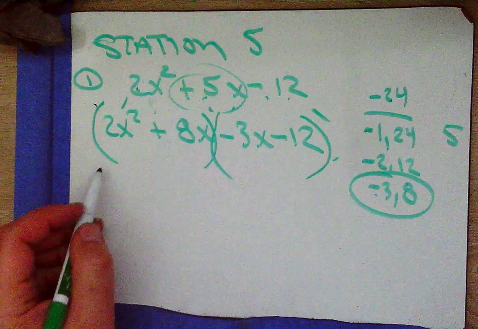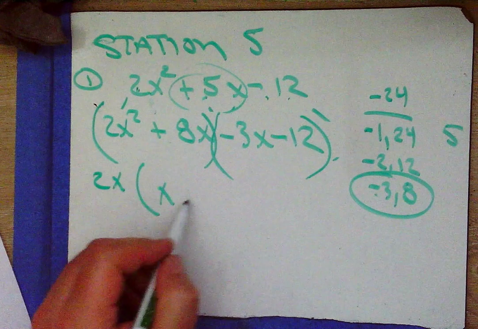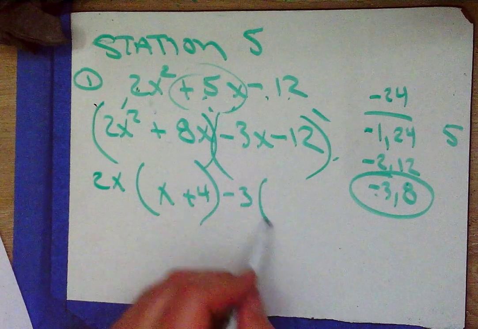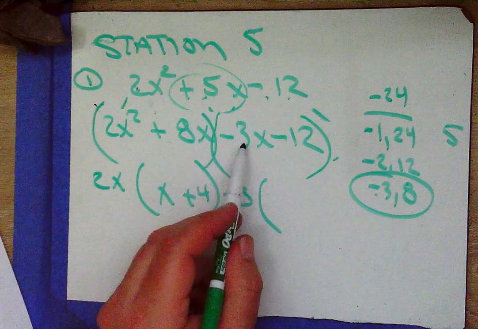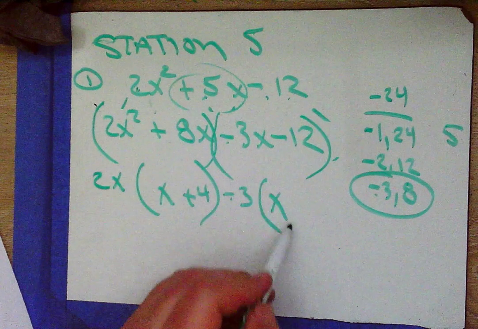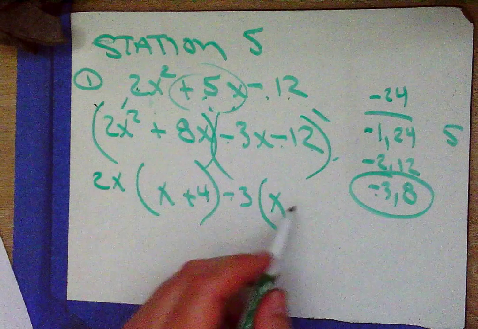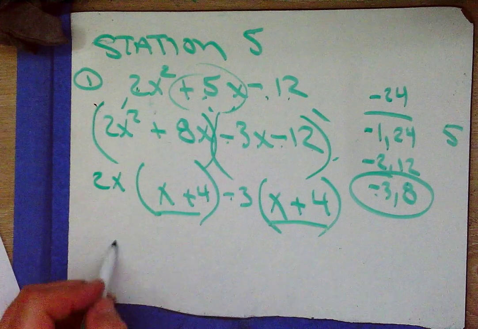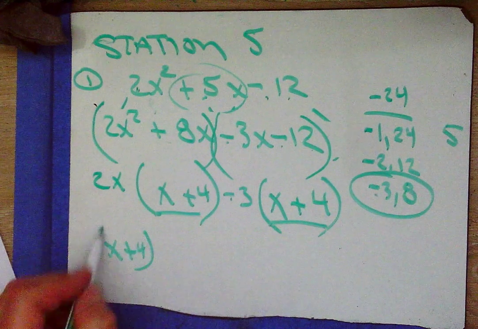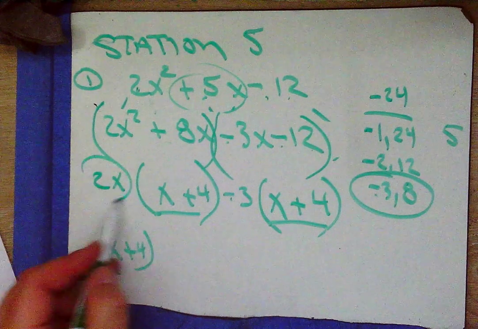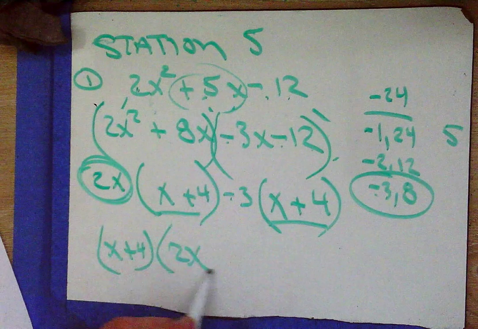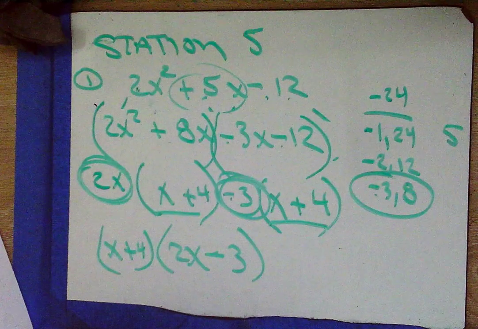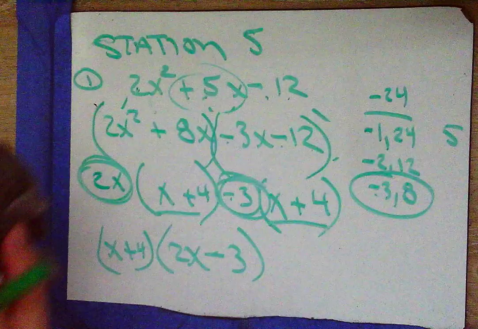From the first pair, we can take out a 2x, leaving us with x plus 4. From the second pair, I'm going to take out a negative 3, not just a positive 3, and negative 3x divided by negative 3 is x. Negative 12 divided by negative 3 is positive 4. And look, these are the same. So let's factor out that x plus 4. And what will be left? This 2x and this minus 3. All right, so there's our factored form for problem number 1.